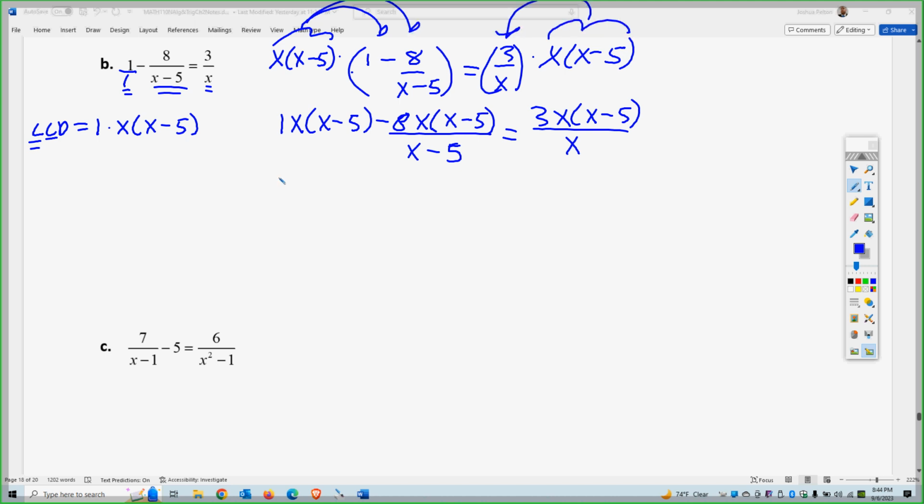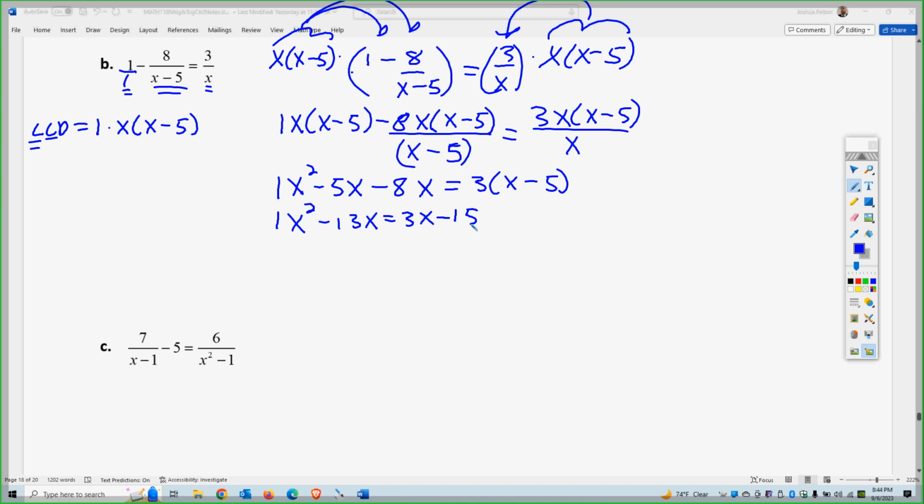So if we simplify, we get 1x squared minus 5x, right? This cancels, minus 8x equals 3 times x minus 5, right? Because the x's cancel there. So this is clearly a factoring problem because we have x squared and x. So 1x squared minus 13x equals 3x minus 15. So if I minus the 3x and add the 15, I get 1x squared minus 16x, right? And if I add 15, it's plus 15, correct?